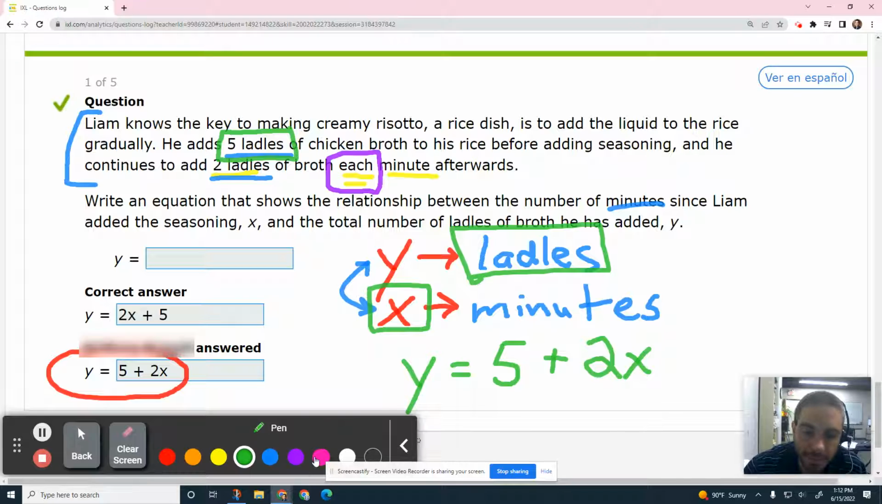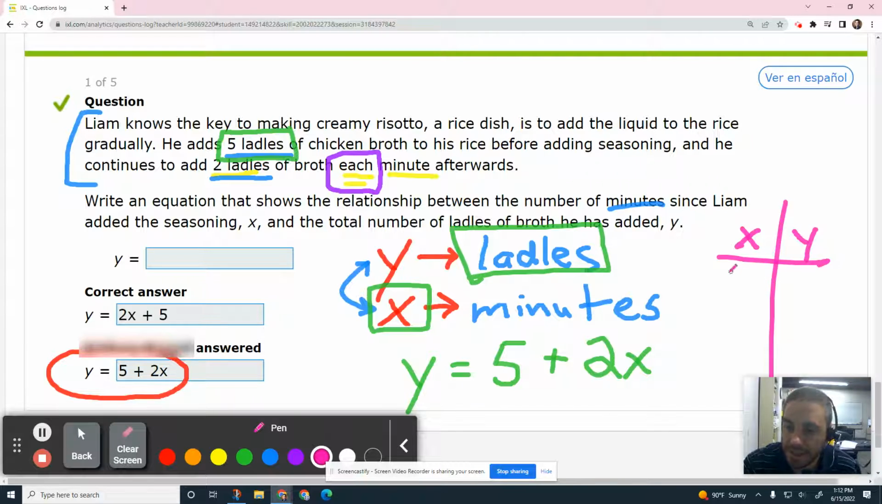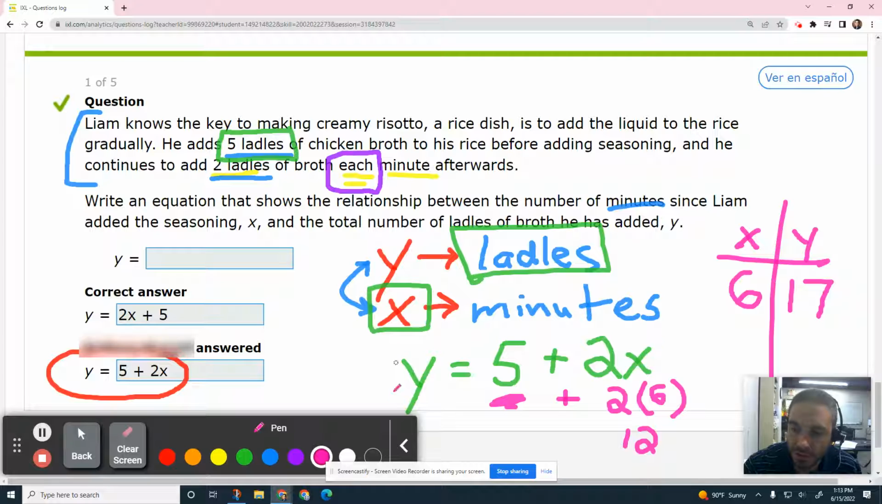Just to test one out, let's say 6 minutes have passed, because x is minutes, how many ladles will be in there? Well, it's going to be 5 plus 2 per every minute. So we would multiply 2 times 6 minutes, which would be 12. So he's added 12 to the 5 that was already there. 5 plus 12 is 17. So that's how we can use the translation to get these answers.